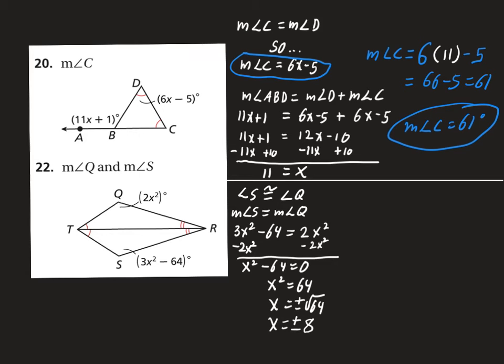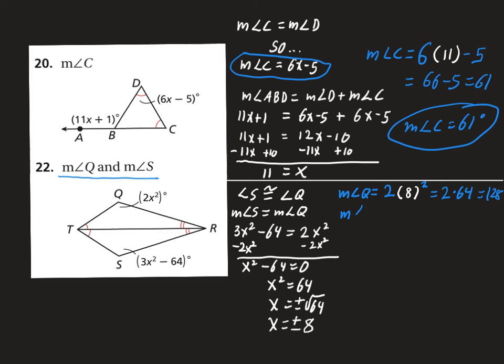Now, we have to find what the measure of angle Q and angle S is, though. So we're going to put our answer back into the expressions and solve for each of those. So we can just use the positive value, so the positive 8, and plug that in. We had 2 times 8 squared. So it'd be 2 times 64, or 128.